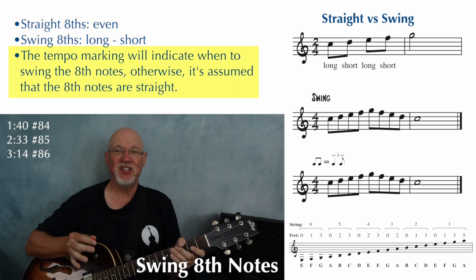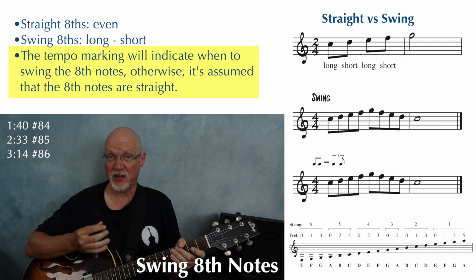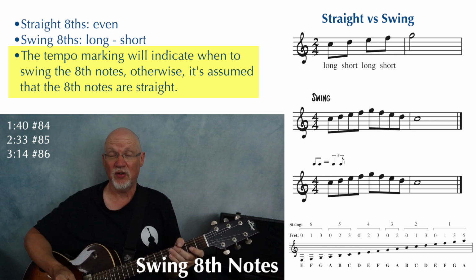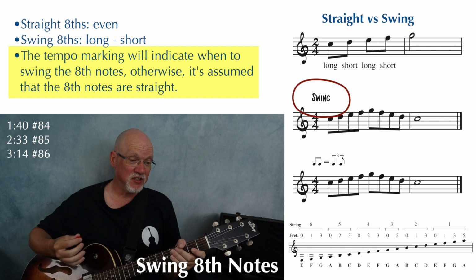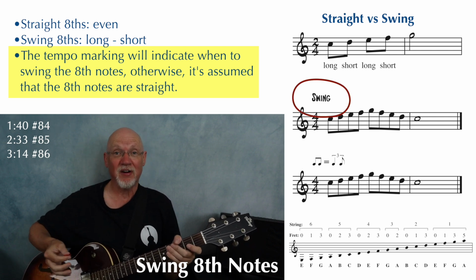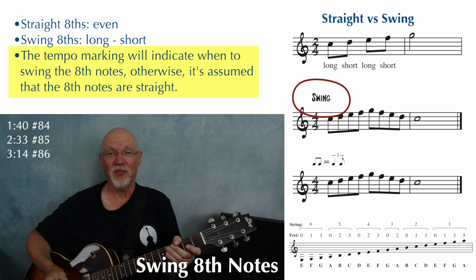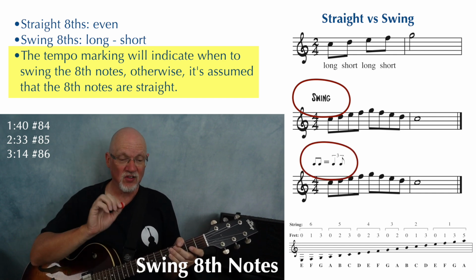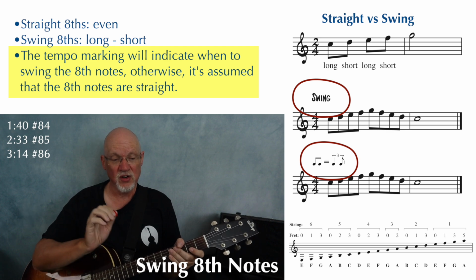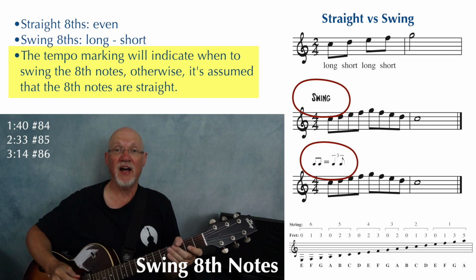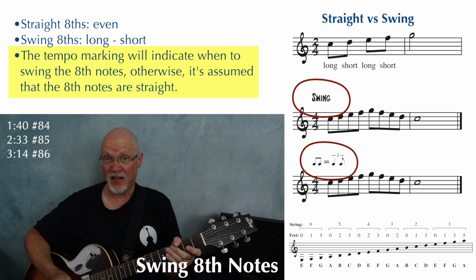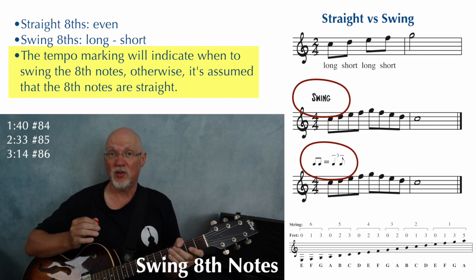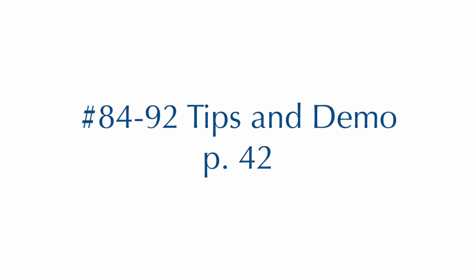You can't tell just by looking at eighth notes whether you're supposed to play them straight or swing. You can look at the tempo marking though, and that'll show you. A very common indication to show that it's supposed to be swing is the tempo marking just says swing. Also, you will sometimes see these two eighth notes equals a quarter note and an eighth note under a triplet bracket. That is also an indication that you're supposed to play swing eighth notes. Otherwise, just assume you're playing straight eighth notes.